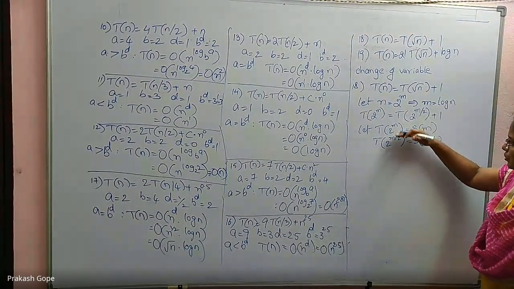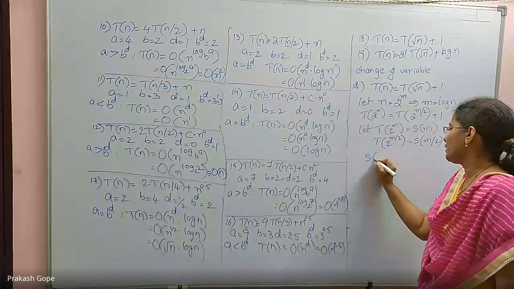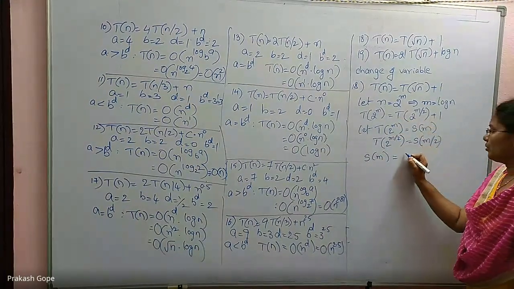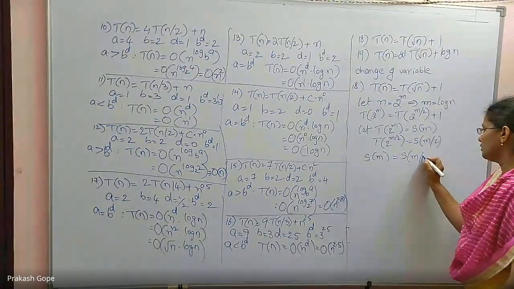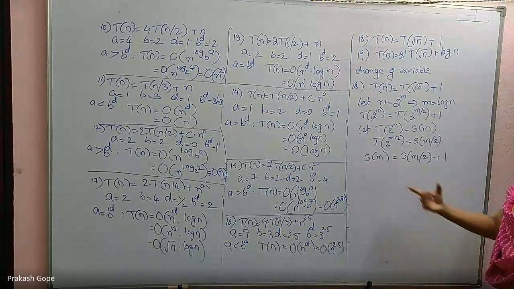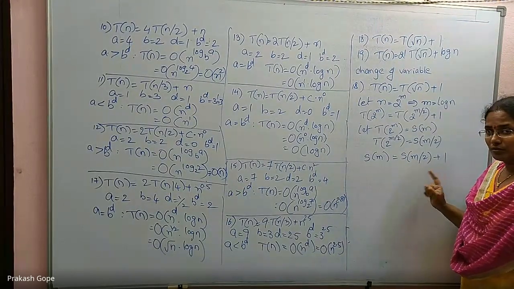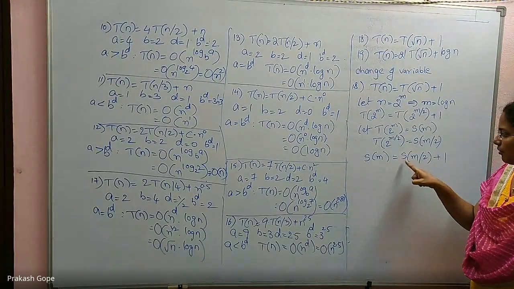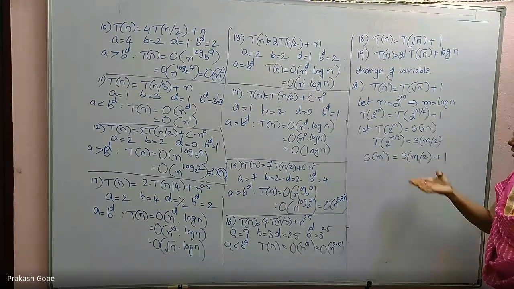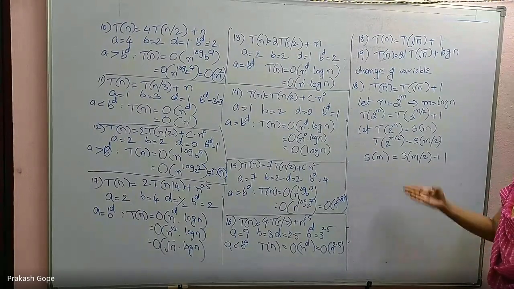Okay, so I am substituting these two in the above equation. T of 2 power m is S of m, which is equal to T of 2 power m by 2, which is S of m by 2, plus 1 as it is. Now it has come to an equation which you know. Divide and conquer, like T of n is equal to T of n by 2 plus constant. It is in that format only, correct? Now you can straight away apply Master's theorem 1.